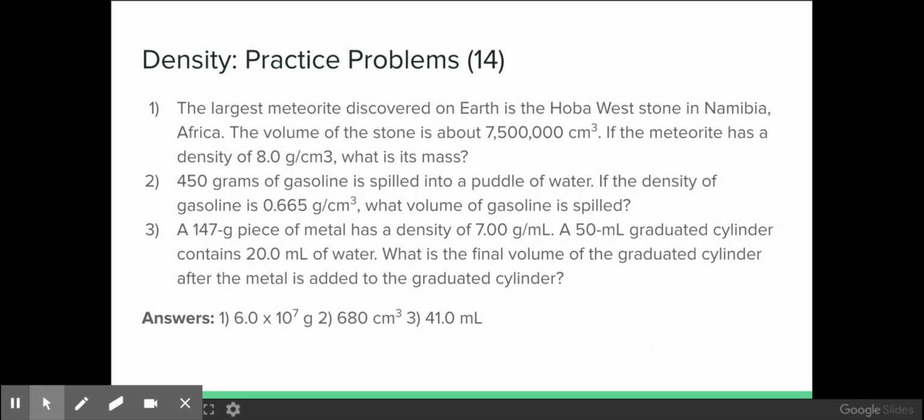I'm going to give you a few minutes to work these problems out. This is the point in this video that I would encourage you to just pause, work through these problems. The answers are below, and then we're going to go over any questions that you might have about density in class.